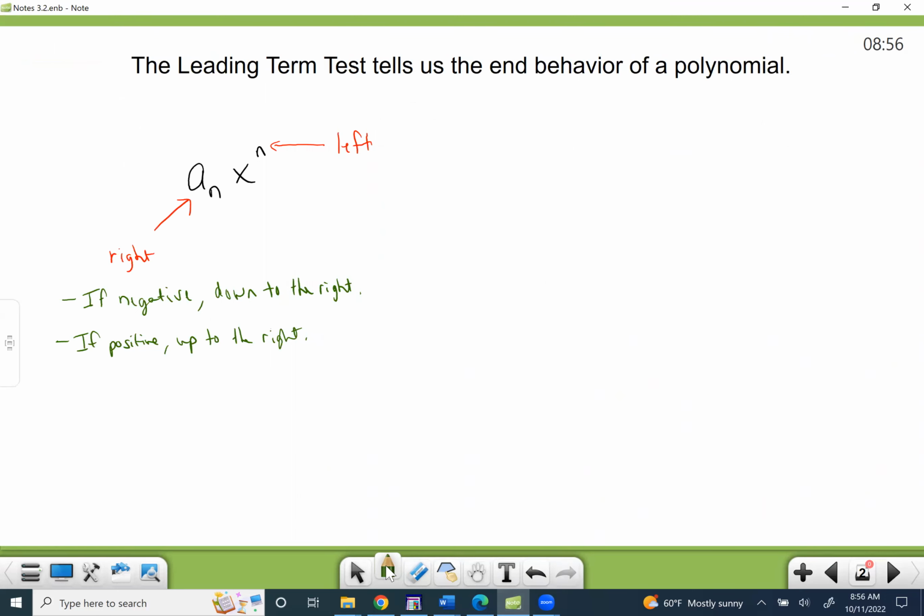All right, now let's go ahead and talk about the exponent. So the exponent tells us what the left is doing. If even, the left and the right do the same thing. The left and right. Sorry, guys, I have horrible handwriting. And I don't know what this little thing is right here. Let me see if I can erase it. There we go. The left and right do the same.